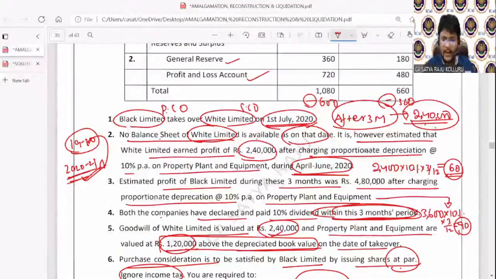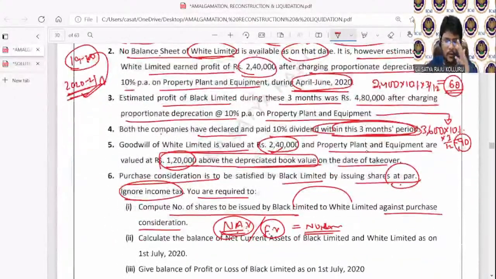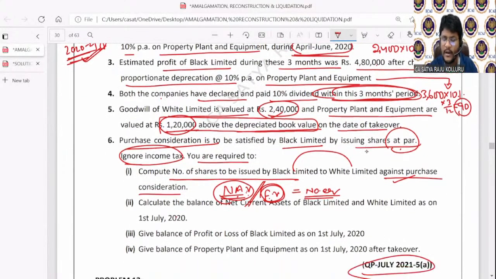Okay, fine. Come below. Now let me continue. The method of purchase consideration is the net asset value method. After getting the net asset value, if you divide it by the face value, then you will get the number of equity shares to be issued as purchase consideration. The same question was asked under question number 1, which is related to the amalgamation problem.